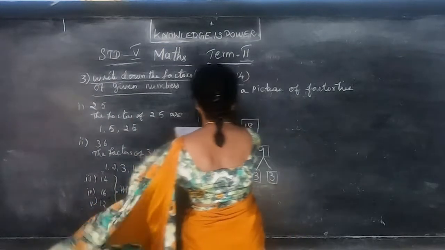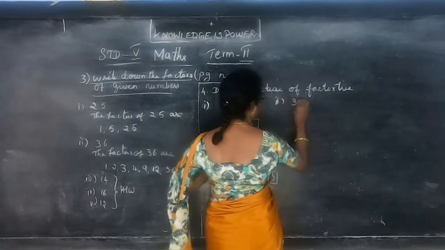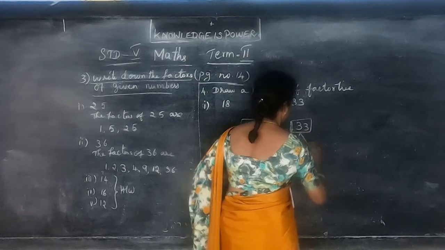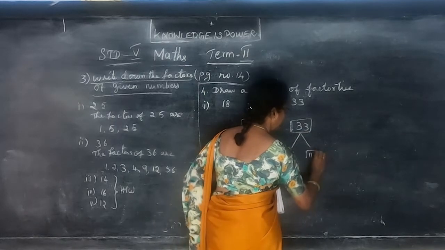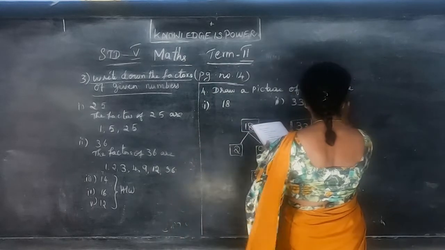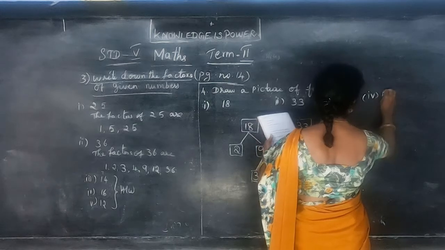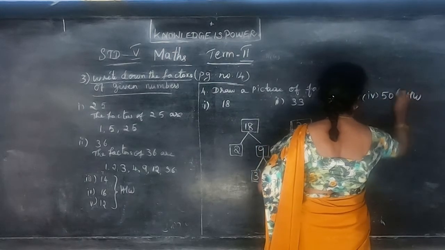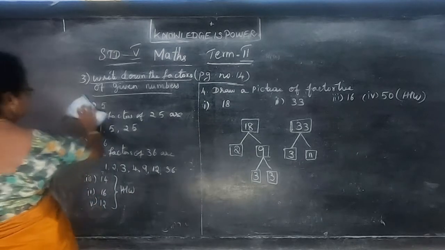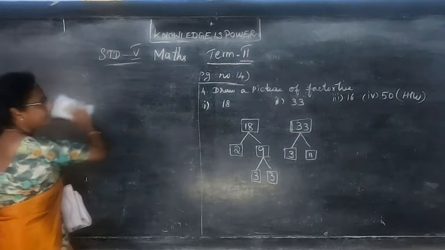And second sum 33. So 33 is, we can take 3 elevens are 33. So only the 2 factors. This is the factor tree. Then third sum is 16 and fourth sum is 50. These 2 is the homework. Okay. So 2 sums I have written and 2 sums is the homework for you. Now we will move on to the fourth sum.